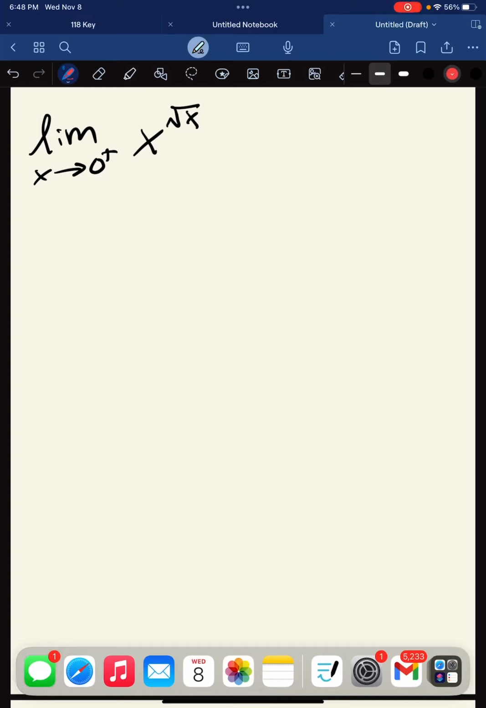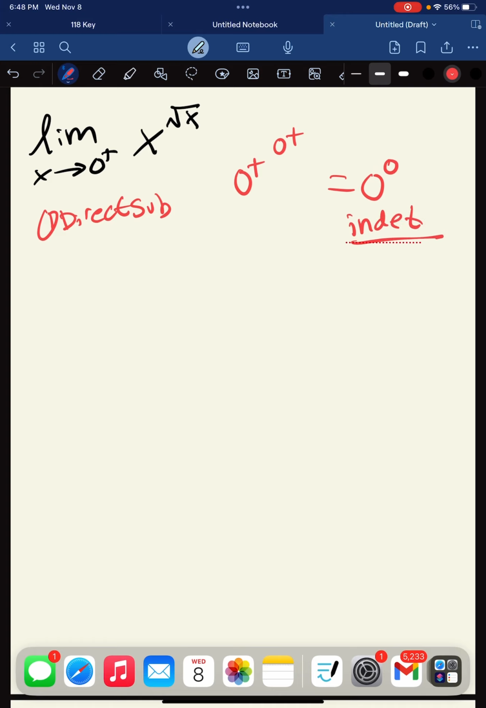All right, so now for the third and probably the worst of the indeterminate forms. So we're always going to start with direct substitution, right? And then when we do that, we get 0 to the right to the 0 to the right, which is 0 to the 0, which is an indeterminate form. And so now we want to use L'Hopital's rule on this, right?